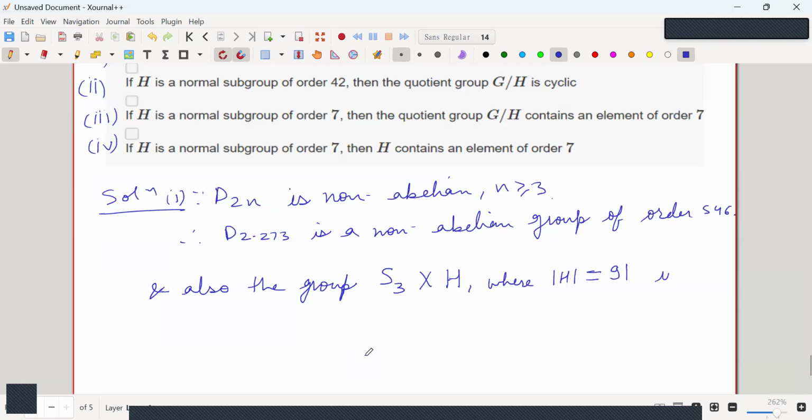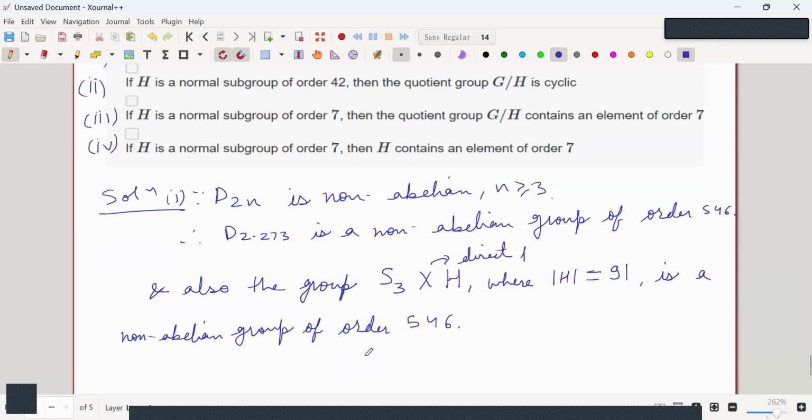Then S3 times H is a non-abelian group of order 546, because the order of this group will be the order of S3 times the order of H, right? Which is 546. And since one of the components is non-abelian, the group will be non-abelian. This is a direct product.